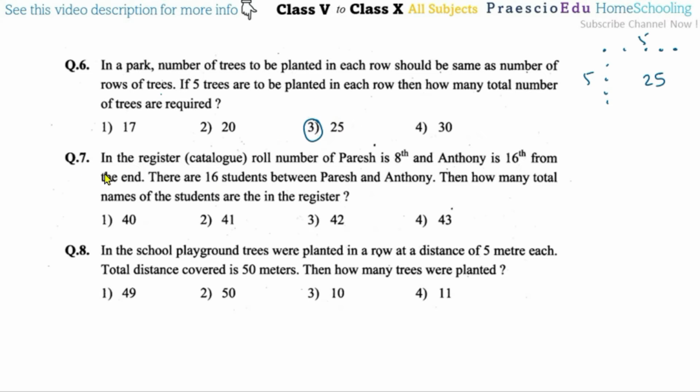Now question number 7, in the register, or we can say the catalog, the roll number of Paresh is 8th and Anthony is 16th from the end.